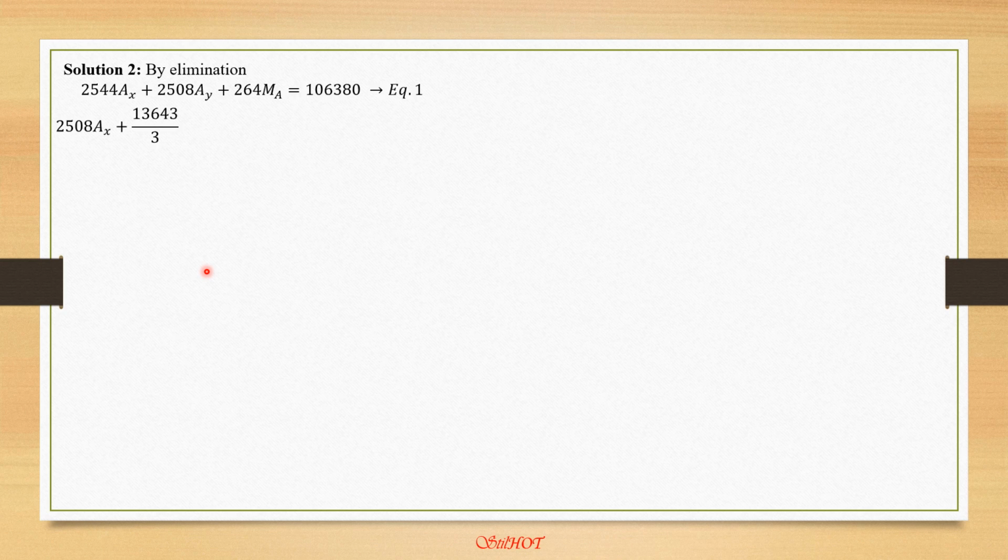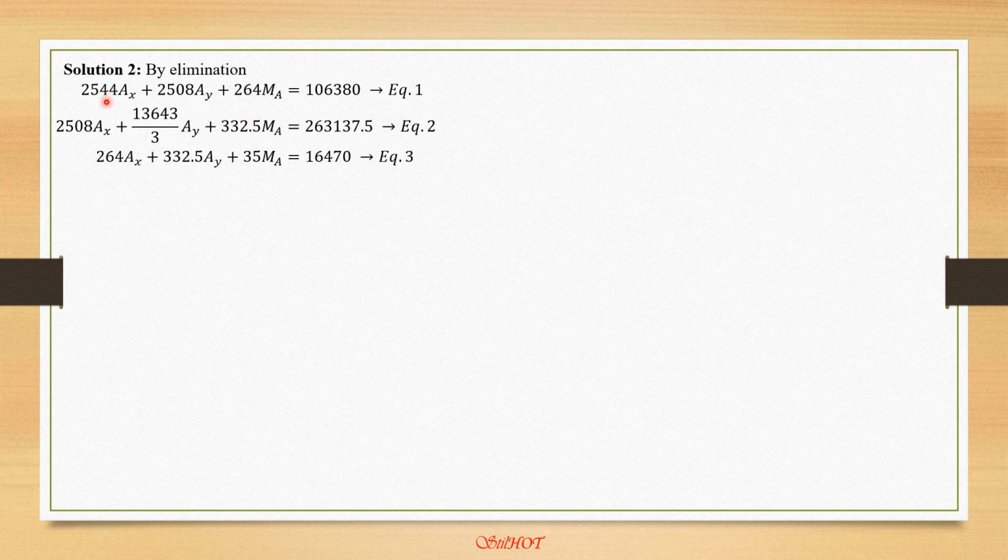So let's have the second solution by elimination method. We plan to eliminate MA first. So to do that, let's multiply equation 1. We plan to eliminate MA, so we multiply equation 1 by 332.5 divided by 264. So multiply everything in equation 1 by 332.5 divided by 264.